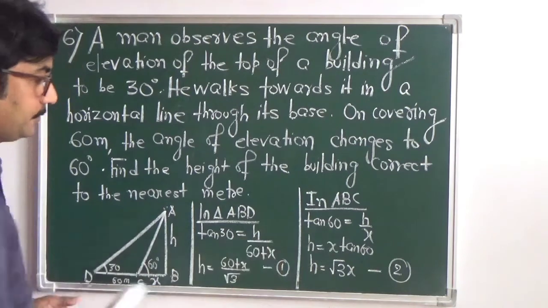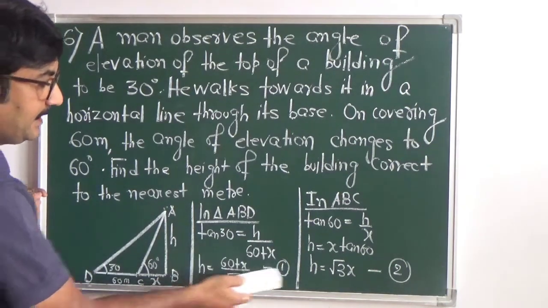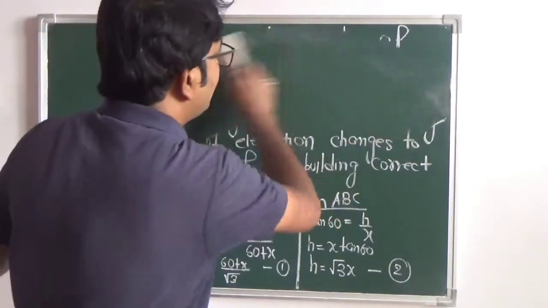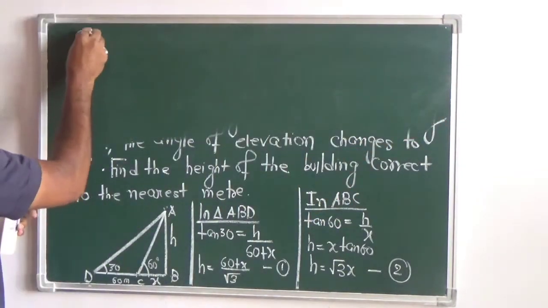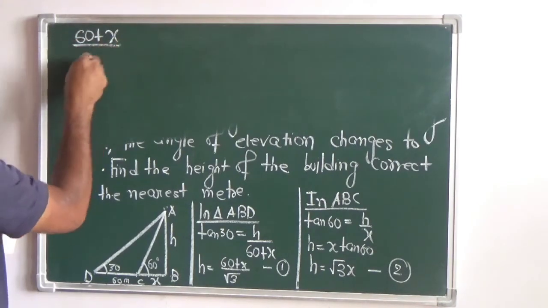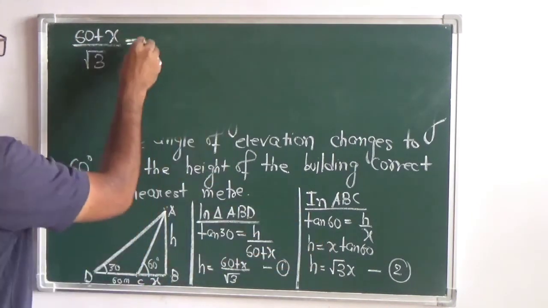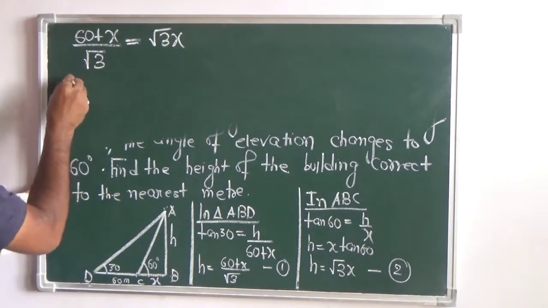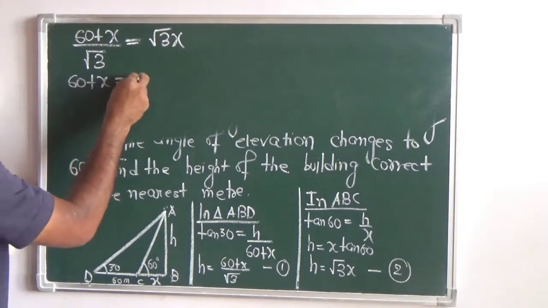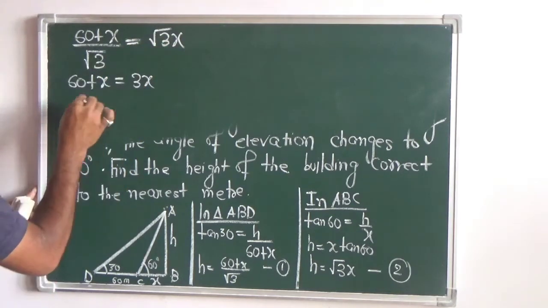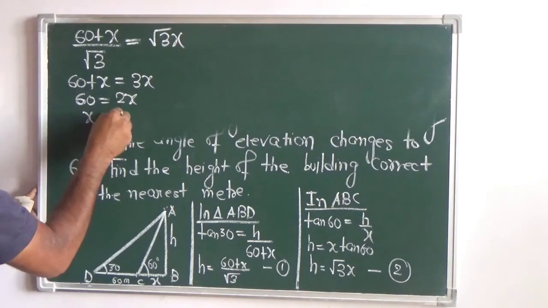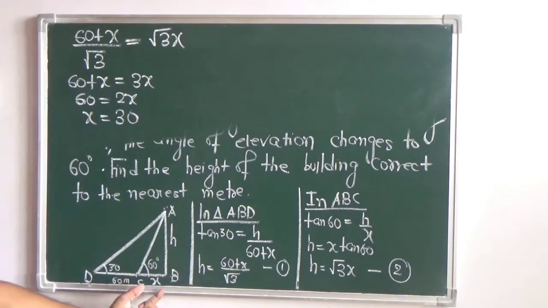Now from 1 and 2, h is 60 plus x by root 3, and here also h is root 3 x. So from 1 and 2 we can write 60 plus x by root 3 is equal to root 3 x. Now cross multiply, we have 60 plus x equals 3x, since root 3 into root 3 is 3. So 60 equals 2x, or x equals 30. So we have got x as 30.